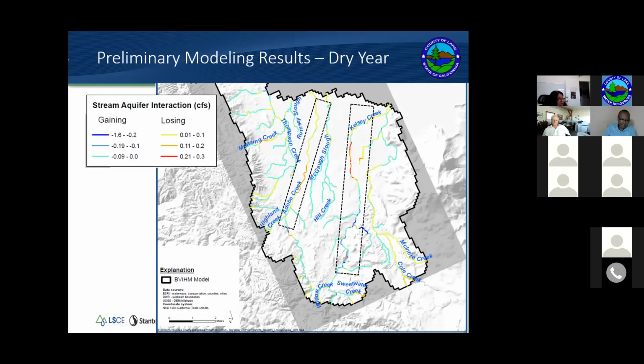Yeah, I think once we refine the model calibration, that could definitely be one of the considerations, in addition to the observations on the ground, or anecdotal information about areas that will dry early or are more important for a specific habitat or species. Okay, thank you.